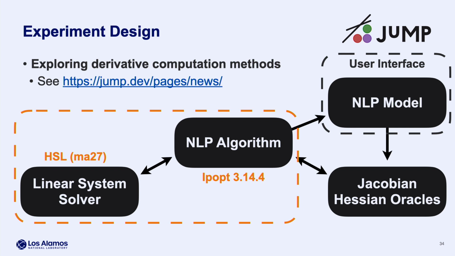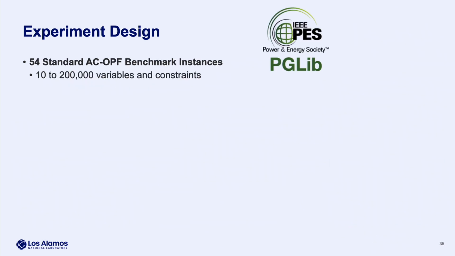For the experiment, we're going to keep IPOPT the same. We're going to use a fast linear solver, MA27, and keep IPOPT the same. And the only thing we're going to change is how we compute these derivatives. I'm going to use the 54 base case instances from PGLib OPF.